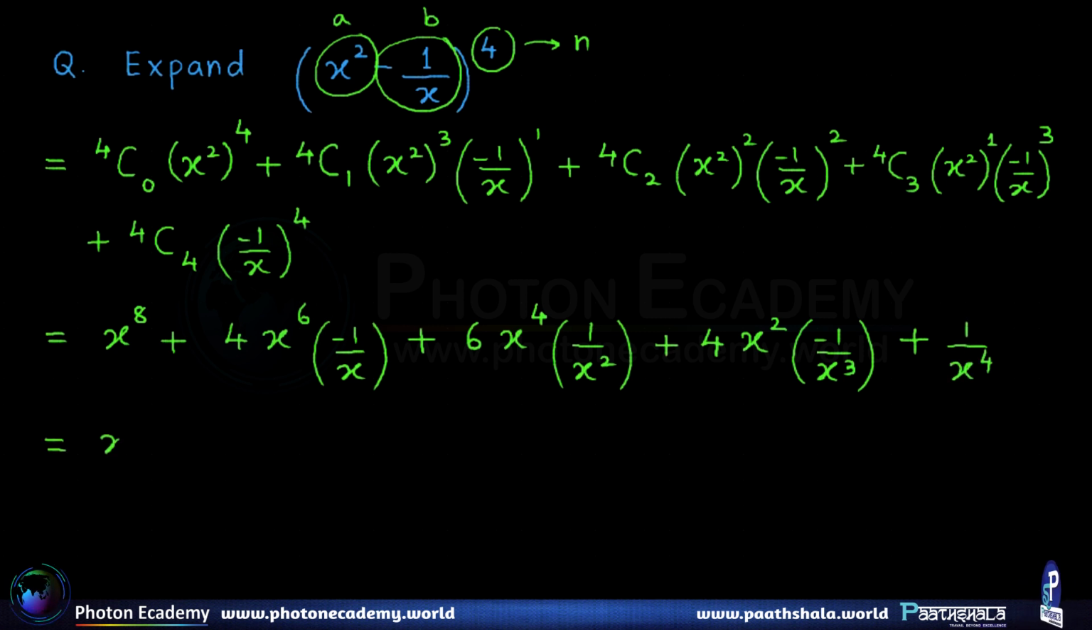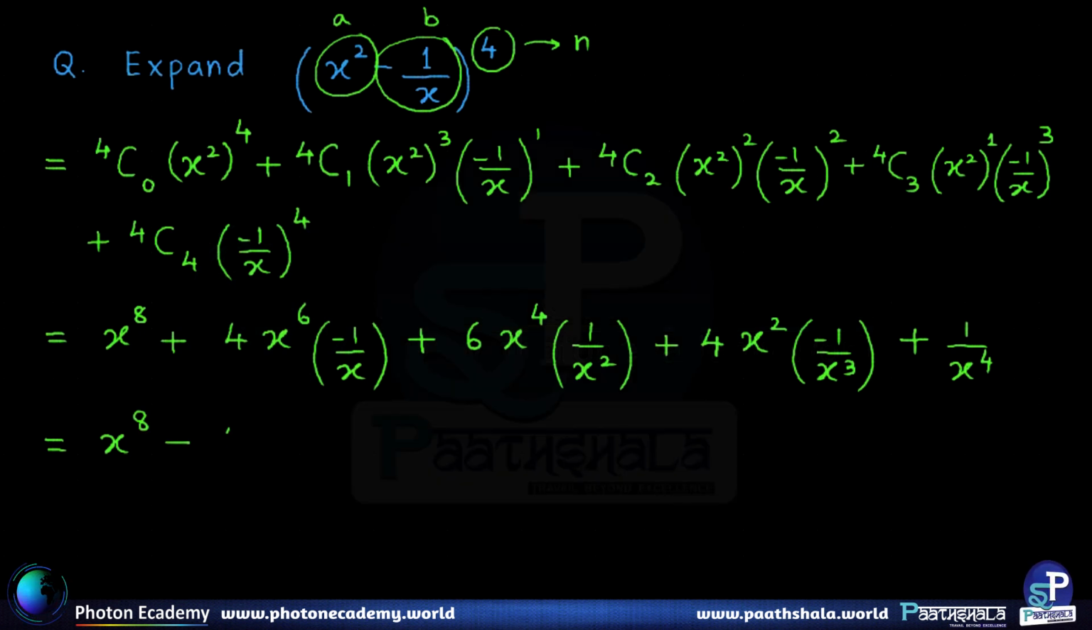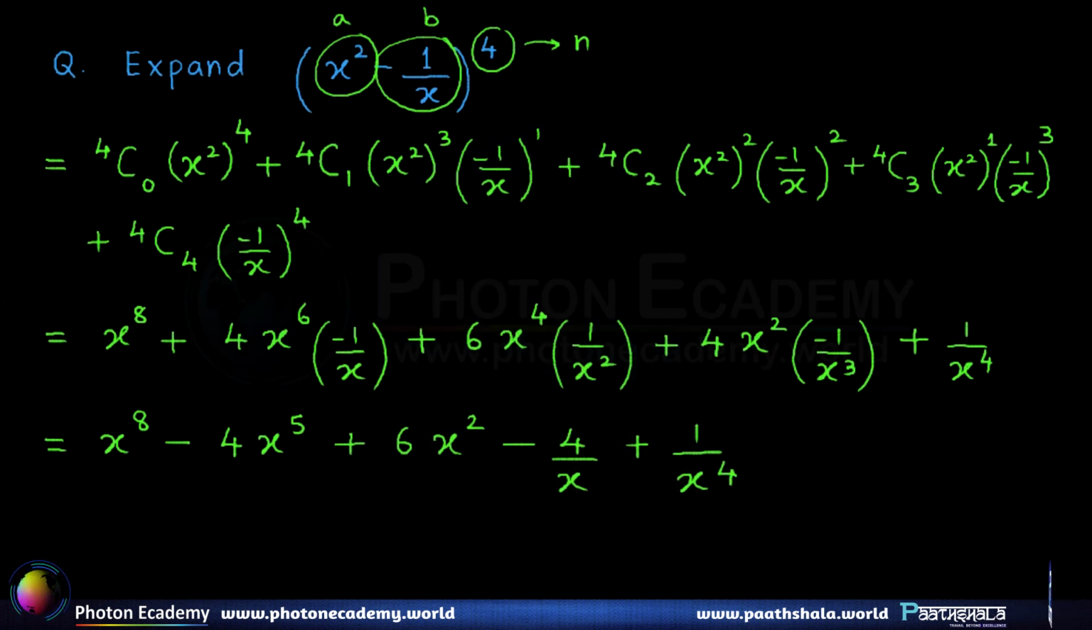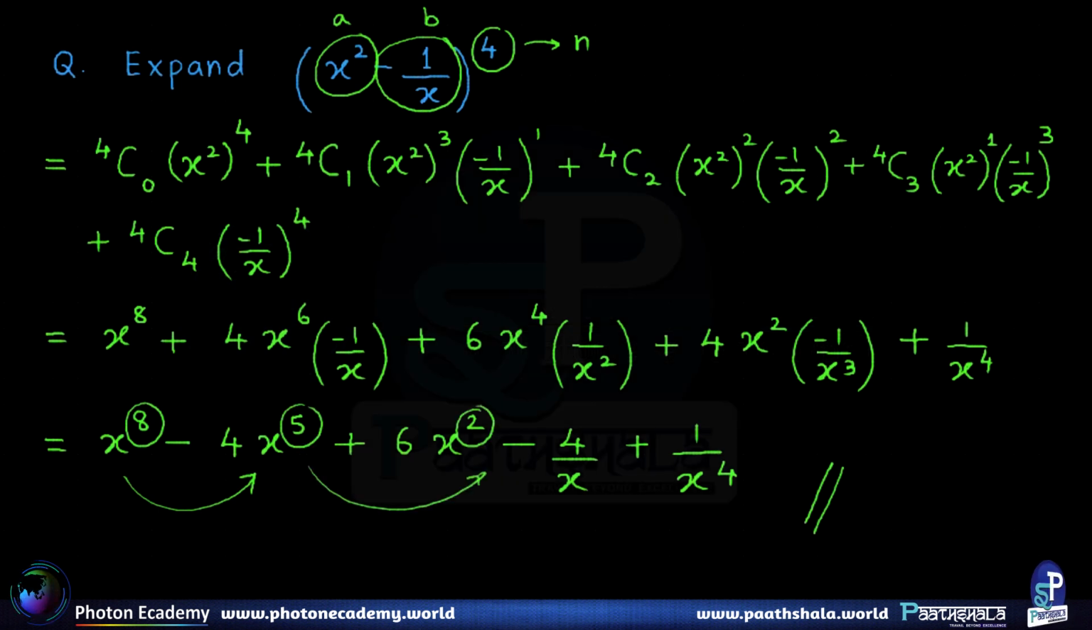So therefore finally we have x raised to 8 minus 4 x raised to 5 plus 6 x square minus 4 upon x plus 1 upon x raised to 4. Alright, so that is the expansion. If you observe curiously, what is happening is the powers of x are reducing by 3 successively. So it was 8, then it became 5, then it became 2, then 2 became minus 1, which is why x went to the denominator, and that further reduced to x raised to 4 in the denominator.